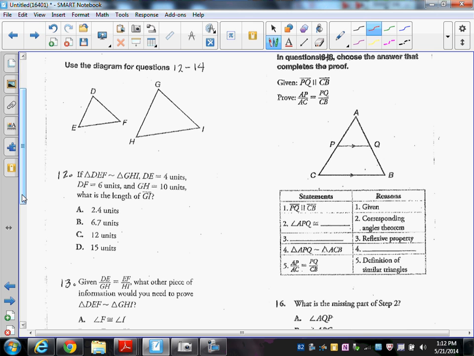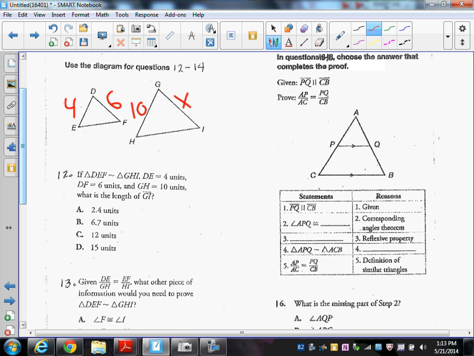So we have to use the diagram to answer questions 12 through 14. If triangle DEF is similar to triangle GHI, DE is equal to 4, DF is equal to 6, GH is 10, what is the length of GI?